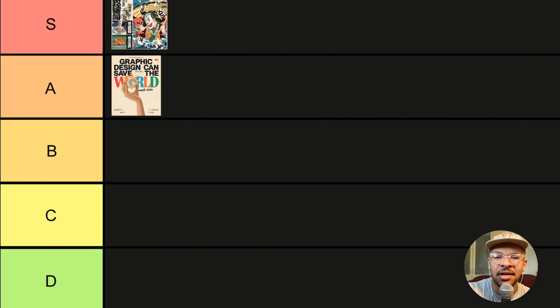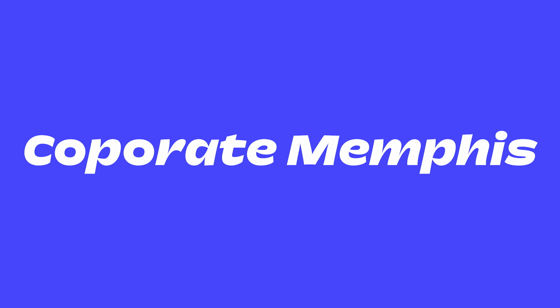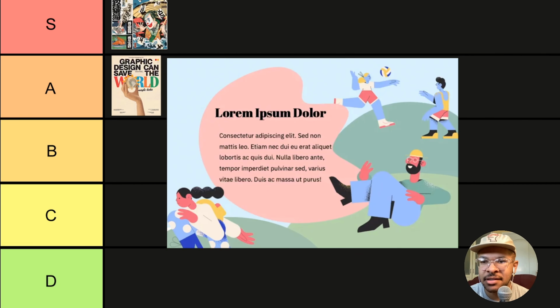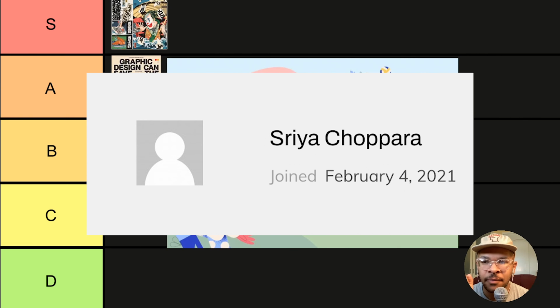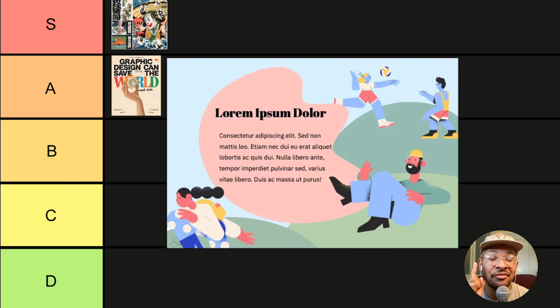The next one we're going to be talking about is one that I've heard a lot about, but I didn't know much about, which is Corporate Memphis. This is an art piece done by Sriya Chapara, and I'm sorry if I'm pronouncing their name wrong. Corporate Memphis is a very divisive art style, I would say. It's one of those corporate, flat, very, for some people would say lifeless. I disagree, but it has been characterized that way before.